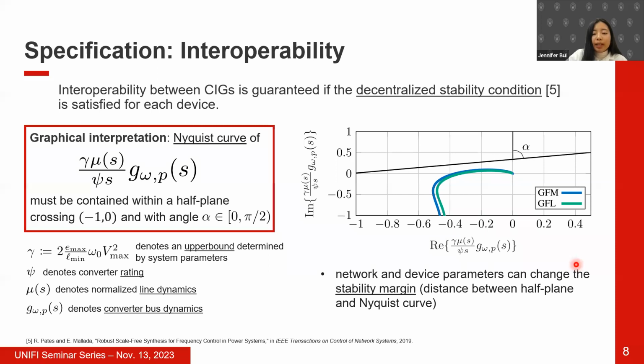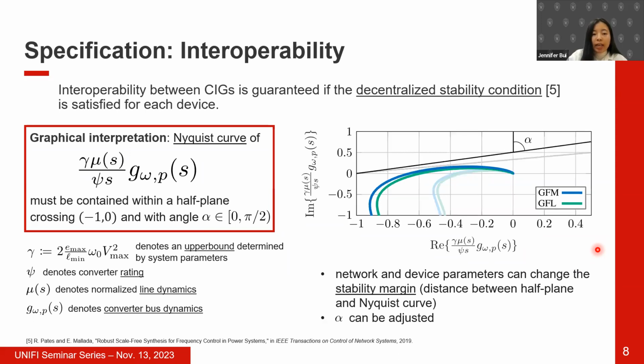And if the network and device parameters change, or these devices are implemented in another network, for example, then the Nyquist curves will change. And in that case, alpha can be adjusted to define another half plane that captures the new Nyquist curves and ensure the stability margin between the Nyquist curve and the half plane.